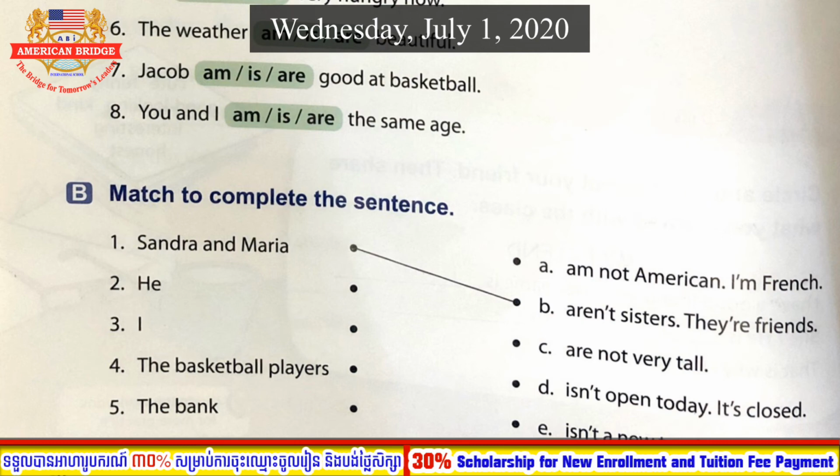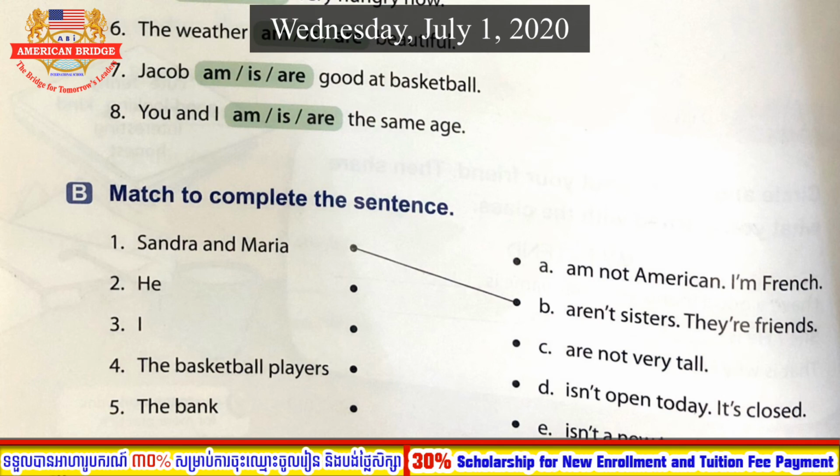Let's go to number 3. I what? I am not American, I'm French. I am not very tall. Or I isn't open today, it's closed. You talk about who you are. So I am not American, I'm French. A. So American is the nationality of America and French is the nationality of France.